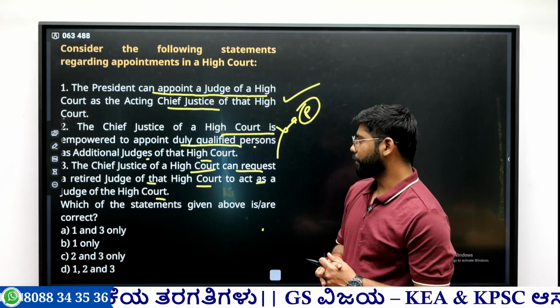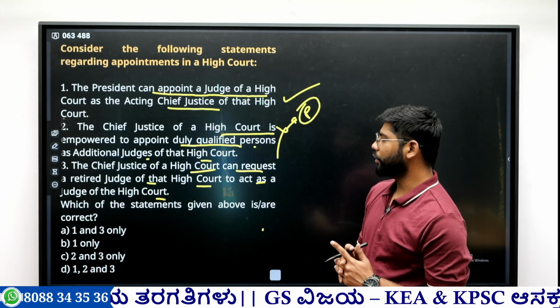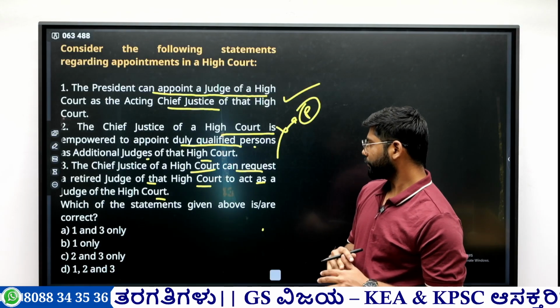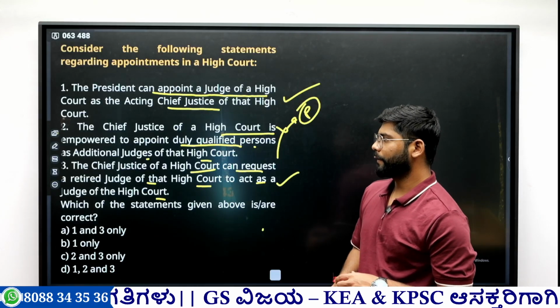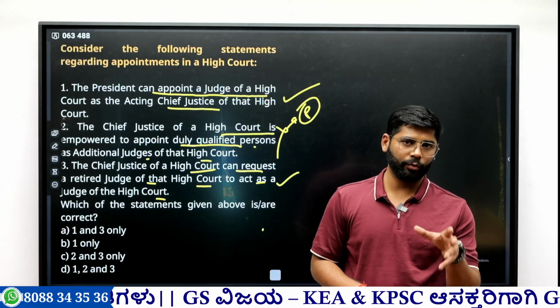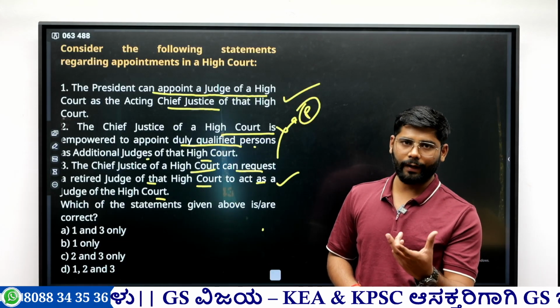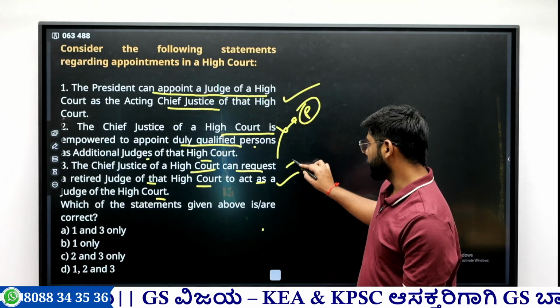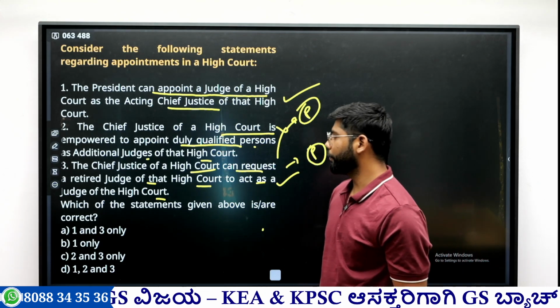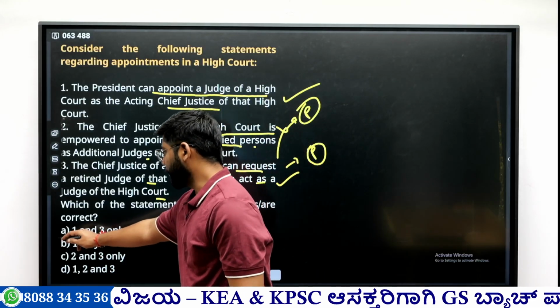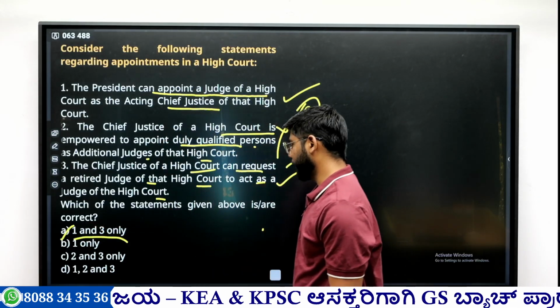Last also, the Chief Justice of High Court can request the retired judge of that High Court to act as a judge of the High Court. Okay, yes, this is correct. Here, the Chief Justice of India can request the retired judge of High Court to act as a judge of High Court, but this also with prior permission of President. So the second statement is wrong. First and 3 are correct here. So the correct option is here A, that 1 and 3 are correct here.